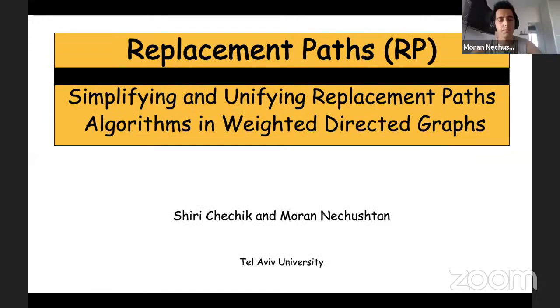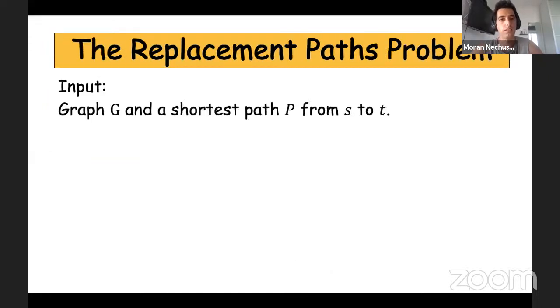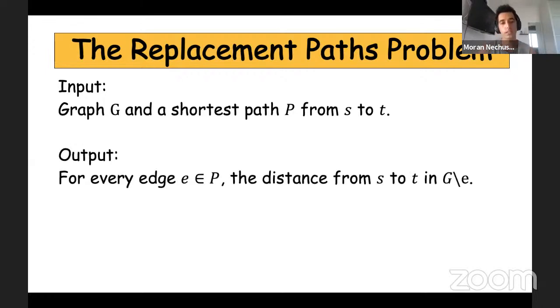In the replacement path problem, first of all, my name is Moran Nehushtan, and this is joint work with Shiri Chechik, and the name of the problem is the replacement path problem. It's a very classic problem. You have a graph G and the shortest path P connecting two nodes, S and T. The goal is to compute, for every edge in the path, the distance from the source to the target in the graph G minus e. In other words, you need to cope with the deletion of one edge. This is a very known problem.